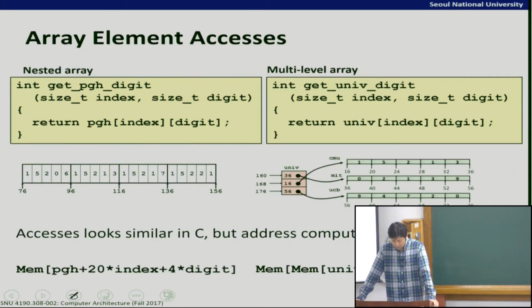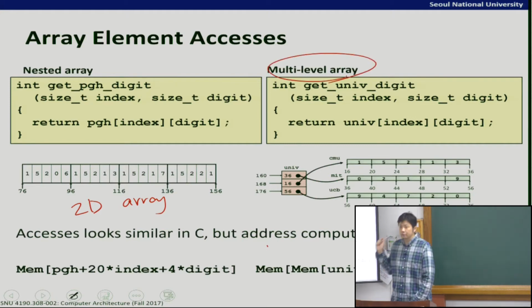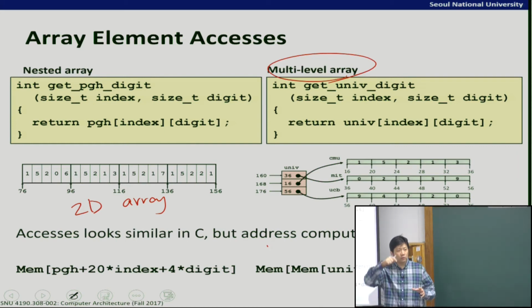So let's compare the two. If you remember, we had this 2-dimensional array, and this is the multi-level array. Let's compare the C code. In both cases, we want to access specific elements in the 2-dimensional data, right? It takes both index and digit, and then it returns the integer value from the specific location within the zip code, like this place or this place, in both cases. And they look almost exactly the same in C code, right?